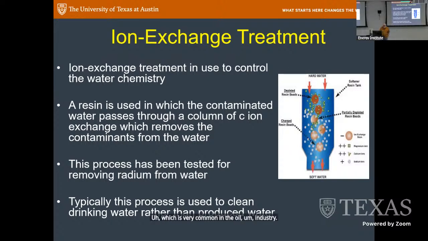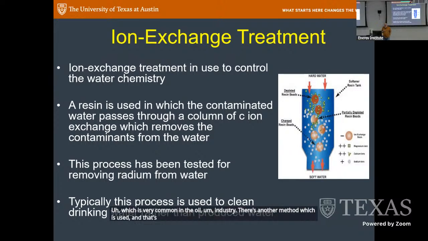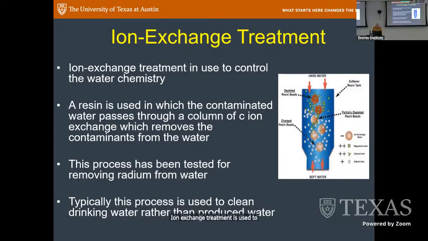There's another method which is used, and that's called the ion exchange treatment. Ion exchange treatment is used to control the water chemistry, produced water as well. A resin is used in which the contaminated water passes through a column. Ion exchange removes the contaminants from the water. The process is being tested for removing radium from water as well.